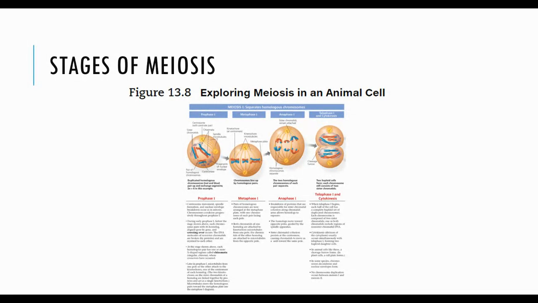And then telophase 1 and cytokinesis happens, where we have our nuclei reforming around the genetic material, and then we have our pinching cleavage furrow to form two cells. So that is meiosis 1.